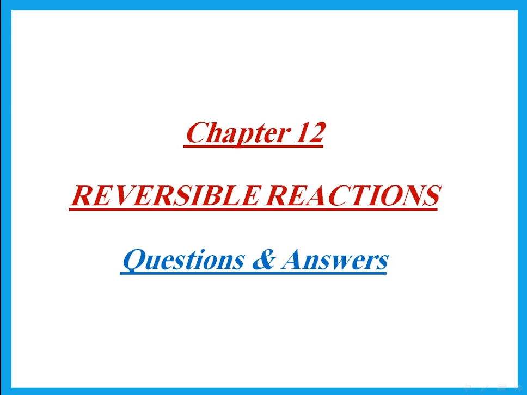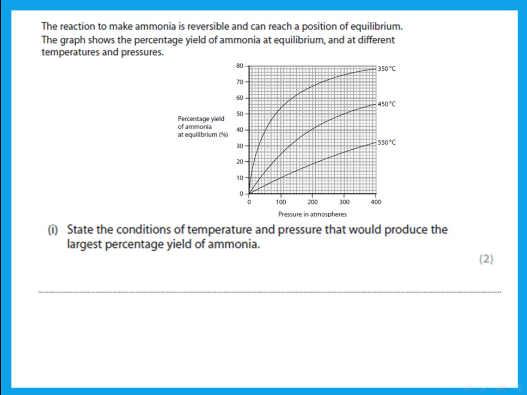So let's go on and discuss some questions and answers about reversible reactions. This first question says the reaction to make ammonia is reversible and can reach a position of equilibrium. The graph shows the percentage yield of ammonia at equilibrium and at different temperatures and pressures. So in this graph, he's actually changing two things. He's changing pressure. So as we move from 0, 100, 200, 300, 400, we're increasing the pressure.